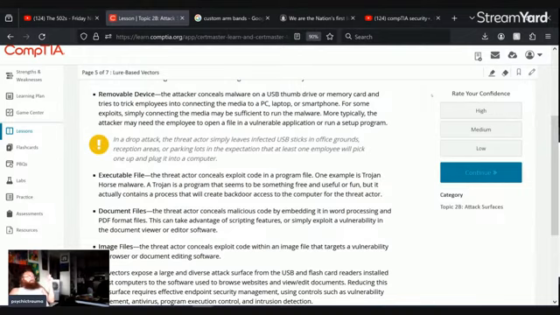Document files. The threat actor conceals malicious code by embedding it in word processing and PDF format files. This can take advantage of scripting features or simply exploiting a vulnerability in the document viewer or editor software. Image files. The threat actor conceals exploited code within an image file that targets a vulnerability in browser or document editing software.